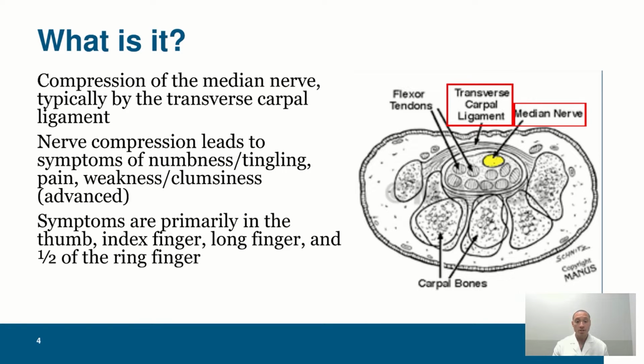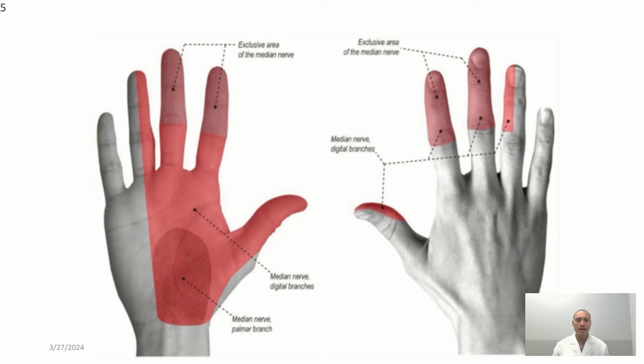And so what occurs in carpal tunnel syndrome is the transverse carpal ligament is too thick and causes compression upon the nerve. So this nerve compression leads to symptoms of numbness and tingling, pain, weakness, and clumsiness as you progress into advanced stages. The symptoms are primarily in the thumb, index finger, middle finger, and half of the ring finger. We'll go to the next slide now. This is just a diagram showing where the symptoms are most commonly located. Again, the thumb, index, middle, and half of the ring finger.